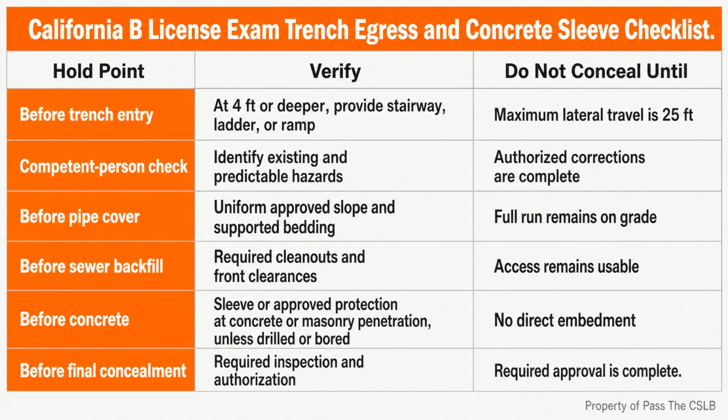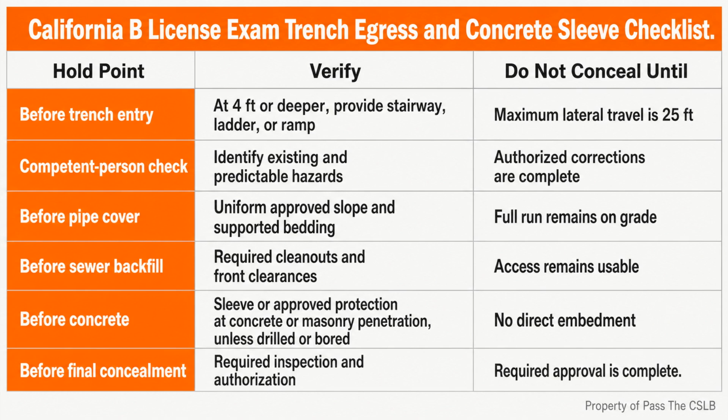The memory numbers from the report are 2, 4, 25, and 100. The building drain reaches 2 feet outside the wall. Trench egress begins at 4 feet of depth. Maximum lateral travel to that egress is 25 feet. Straight run building sewer cleanouts are spaced no more than 100 feet apart. I keep the remaining pairs separate.